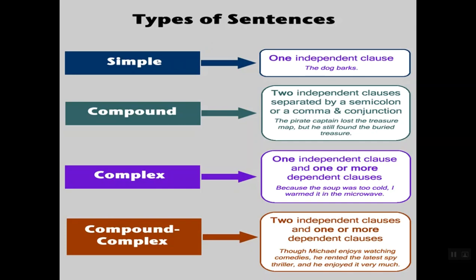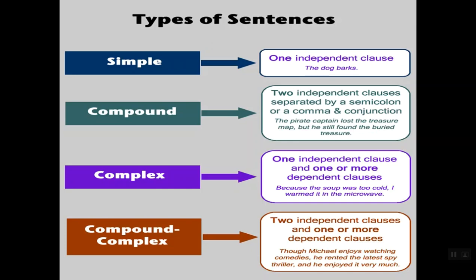Consider this example. The dog barks. How many subjects? One subject. How many predicates? One predicate. So here, how many sentences? It's only one, with one idea. So it is a simple sentence.